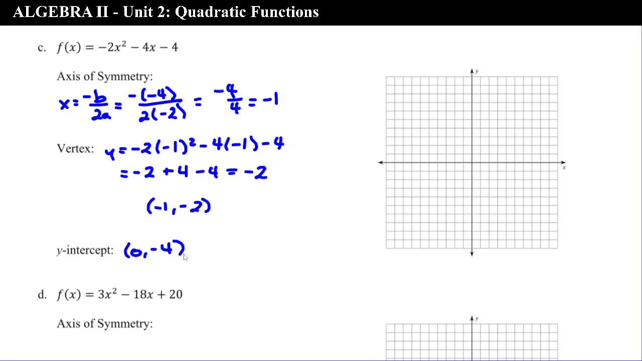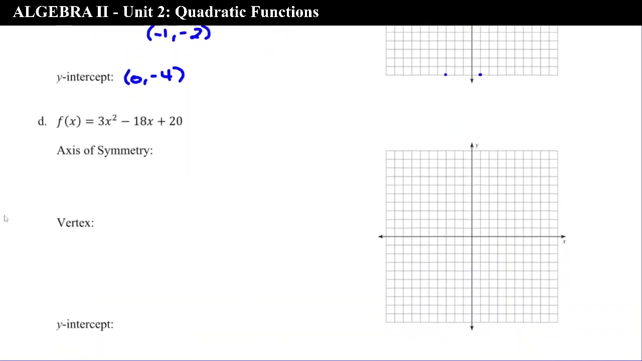So let's plot our vertex, negative 1, negative 2, which would go here. Our y-intercept is 0, negative 4, so that goes here. And we can reflect that across the axis of symmetry. And we can already tell we're going to have a stretch. We know that from that first term. We know it's going to be concave down. We know it's going to have a stretch factor of 2. So we went over 1, down 2. That confirms. So we're going to go over 2, down not 4, but 8. So 1, 2, 3, 4, 5, 6, 7, 8, which takes us to the edge of the graph. And those would be the 5 points that we would need to graph this parabola.